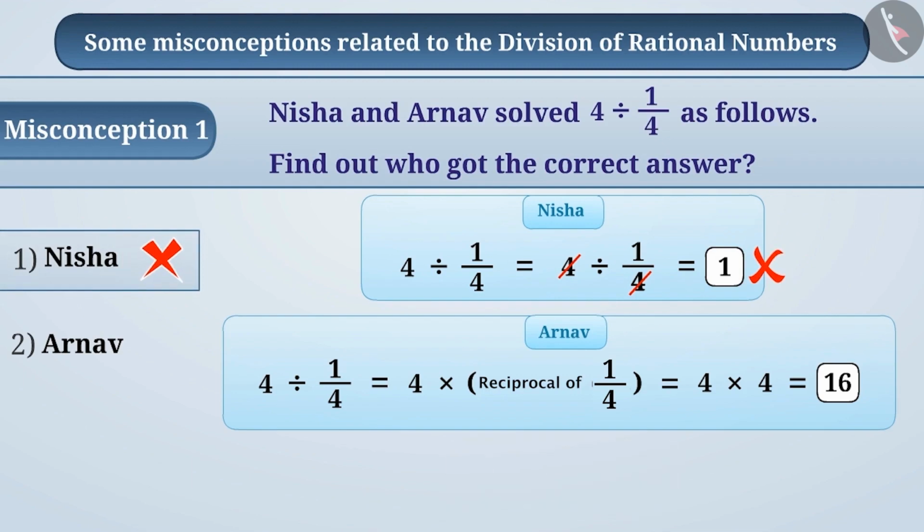The correct understanding is that to divide rational numbers, we keep the first number exactly the same and multiply it by the reciprocal of the second number. For example, here we will keep 4 as it is and multiply the first number by the reciprocal, 4, of the second number, 1 by 4. This will give us the correct result. That is, 4 divided by 1 by 4 is equal to 16. In this way, Arnav got the right result. That is, the correct answer is option 2.